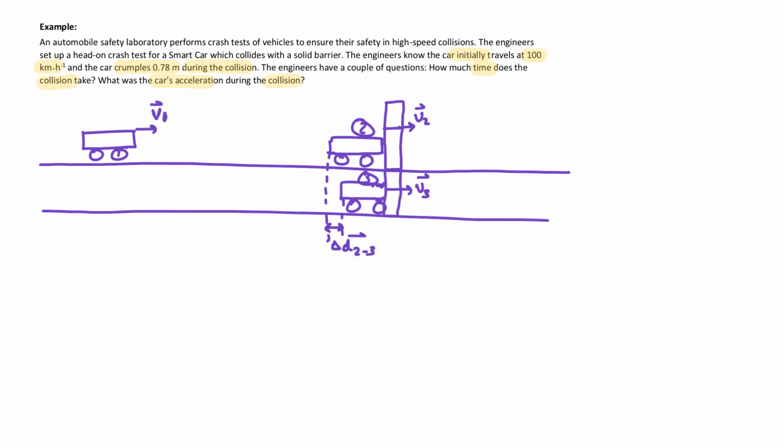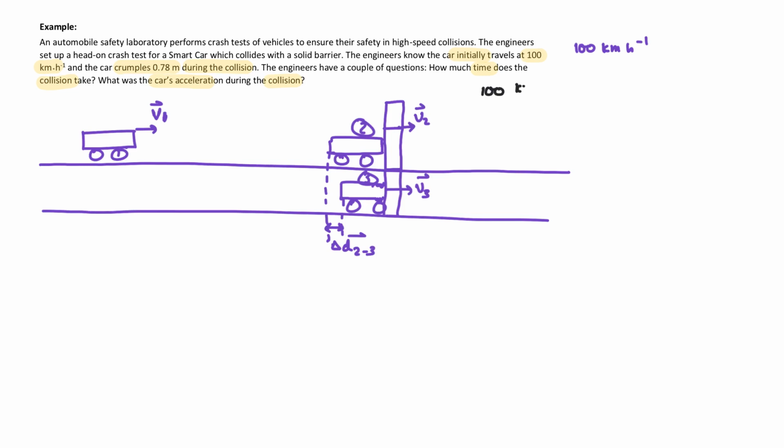What other information do we have? We can start putting some values in. So first of all, initial velocity is given to us at 100 kilometers per hour. And I'm going to change that right away into meters per second, because we can notice that here the displacement that's given to us is in meters. When a car collides, the collisions are usually not that long, so we don't want to start measuring things in hours. So how do we make that conversion?